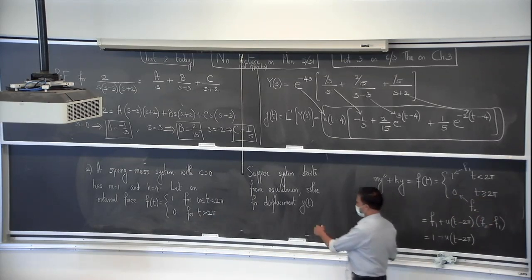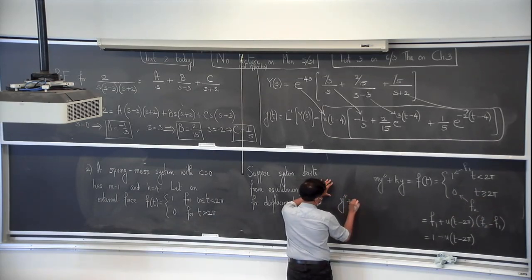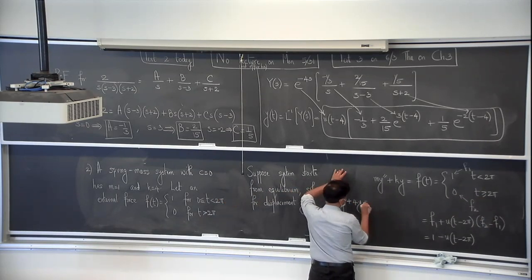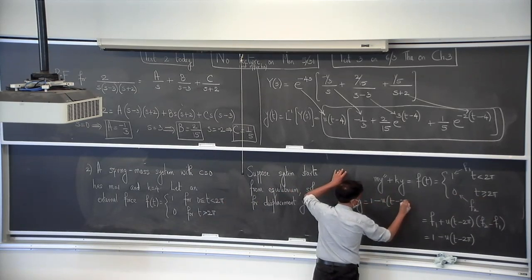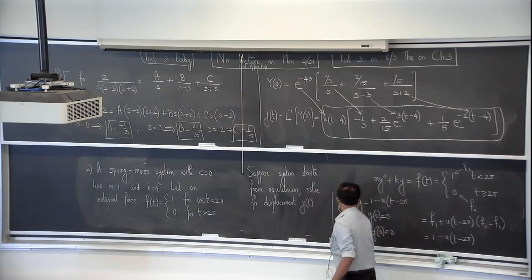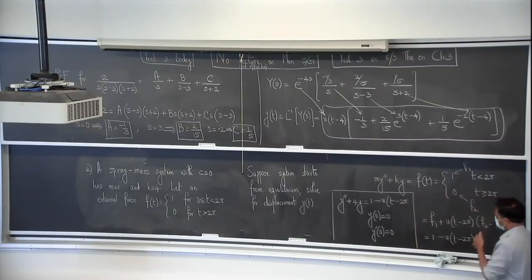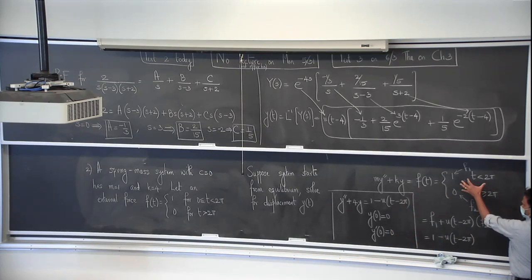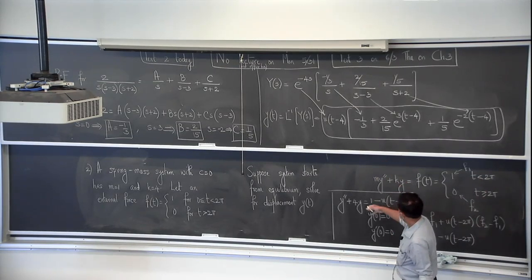So the equation now looks like this: y double prime plus 4y, because I have k equal to 4, equals 1 minus u of t minus 2 pi, with y of 0 equal to 0 and y prime of 0 equal to 0. You need to be comfortable doing this process here. If you're given a piecewise function, you should be able to write it in a form where you could take the Laplace transform easily instead of doing unnecessary integration. That's the only part which is different in this problem. Once you are here, now you can start solving it. Can you go ahead and do the usual process? Take the Laplace transform both sides and see what happens.